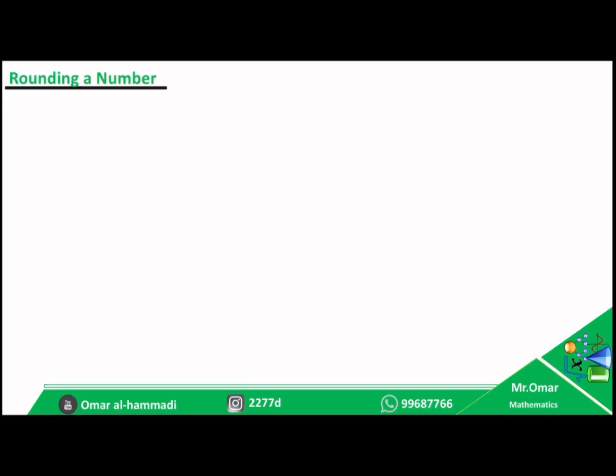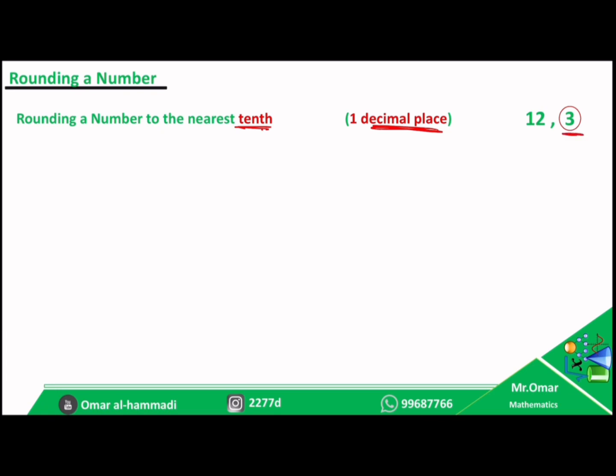That's it. And let's see, this is a new subject, which is an easy one, but just please be careful. Rounding a number. First of all, we have rounding a number to the nearest tenth. When we say to the nearest tenth, what does that mean? One decimal place only. For example, 12.3. Let's see here, one decimal place only. After the point, we have one number only.